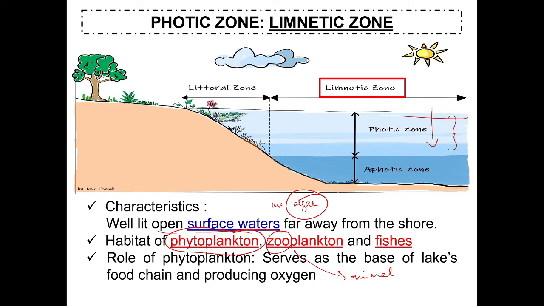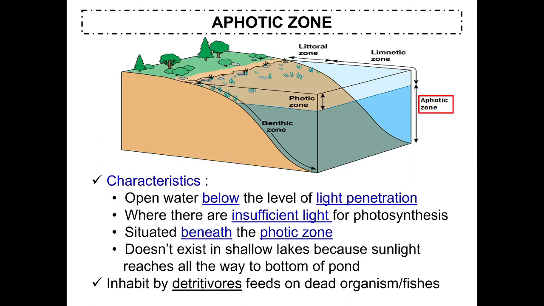Phytoplankton is the producer. So phytoplankton serves as the base of the lake's food chain. The base of the lake food chain is a producer, and producing oxygen. The aphotic zone is the open water that is below the level of penetration.